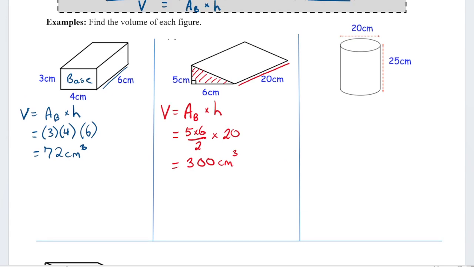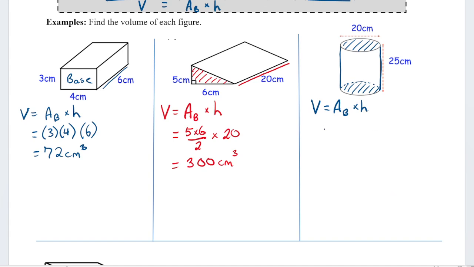One more here. So again, this is the direction that it's being stretched, that it's the same all the way down. So that means this is our base, because the other end will be that exact same base, and it's just been stretched vertically. So volume is equal to the area of the base times the height.